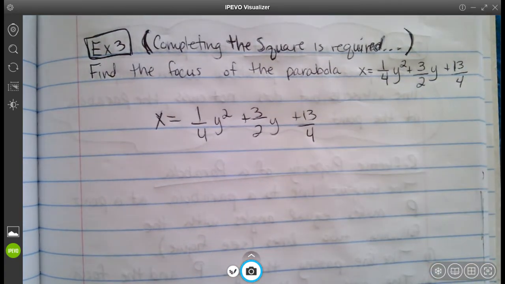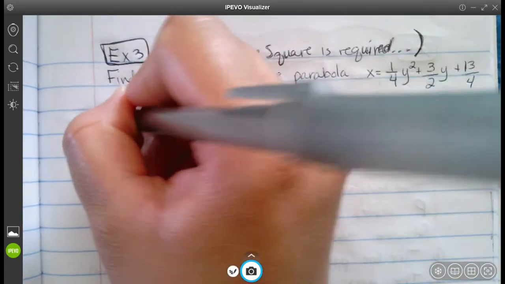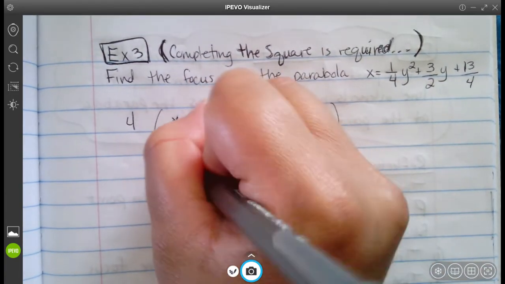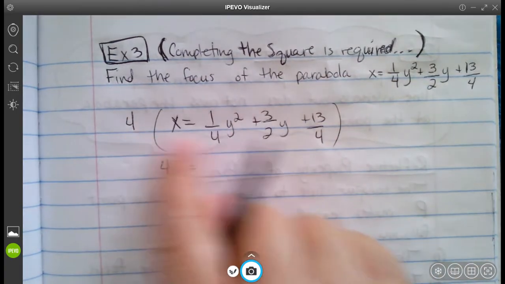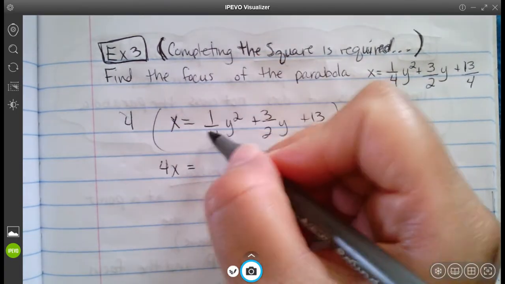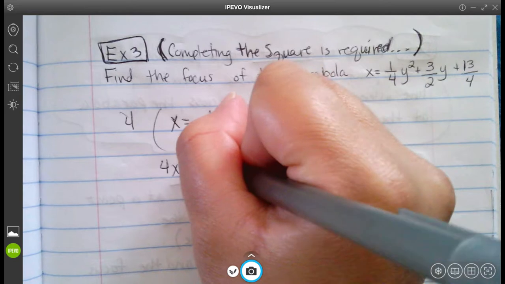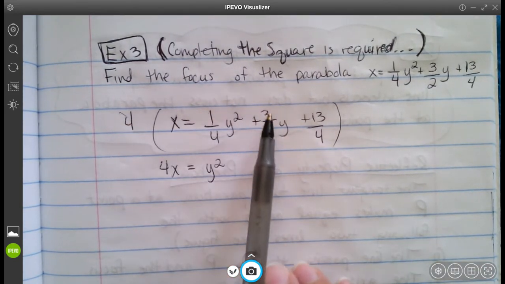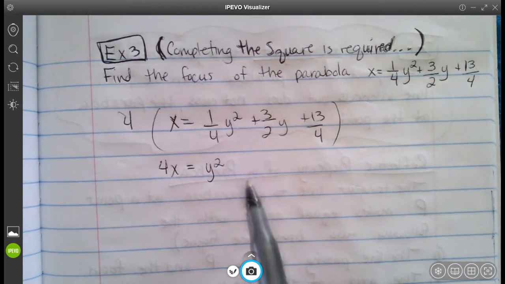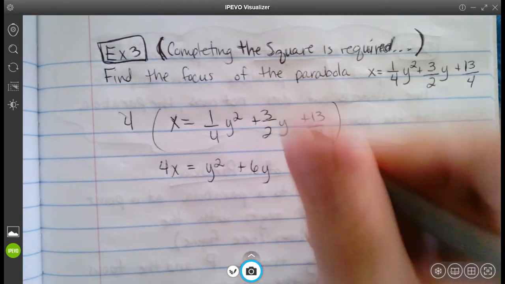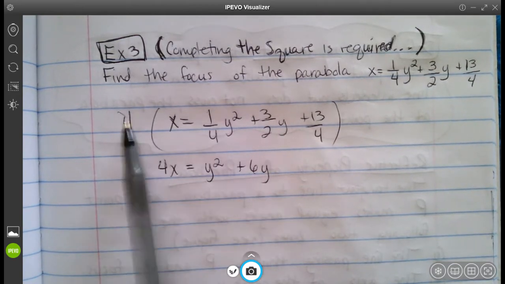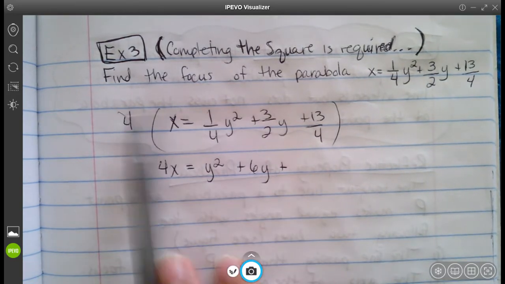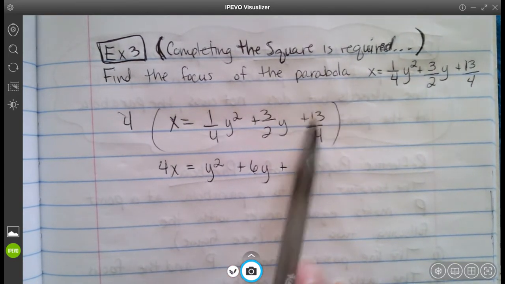So what I'm going to do first, I'm actually going to multiply the entire thing by 4 to get rid of all those denominators. And that's going to give me 4x is equal to 4 times 1/4. If you're thinking the 4's will kind of go away, so you're just left with y squared. 4 times 3 over 2, again, you can think of it like 4 times 3 is 12. 12 divided by 2 is 6, so that would be plus 6y. You could also think 4 divided by 2 is 2, 2 times 3 is 6, whichever way works for you. Plus, again, this one, the 4's will just give me a 1, so you're left with 13.